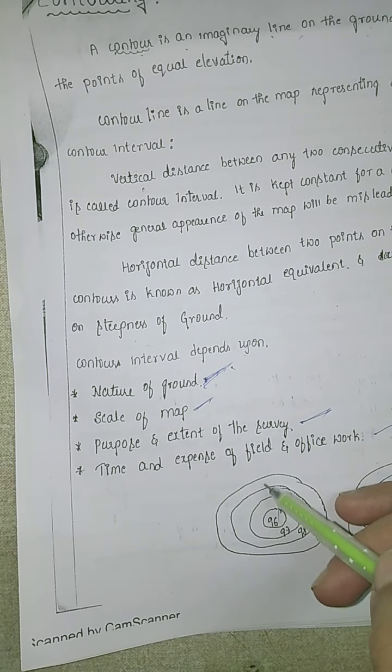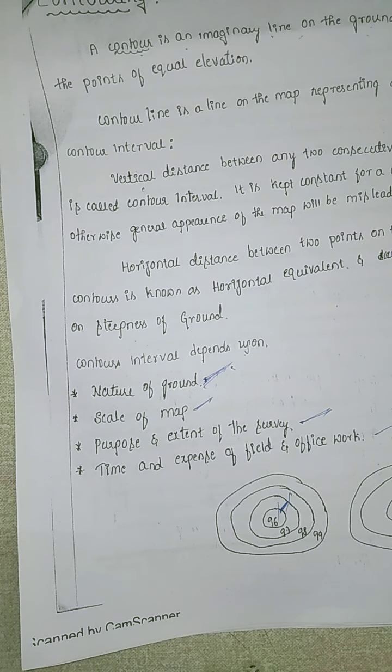If there are too many slopes, then we should take the greater contour interval. Otherwise the contours will come close to each other.